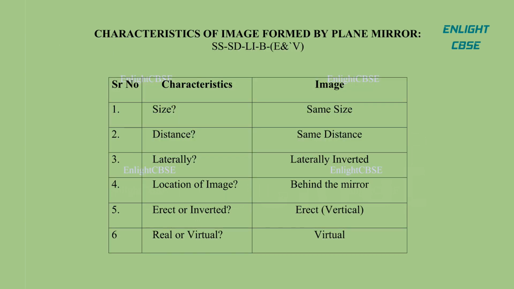What are the characteristics of the image formed by a plane mirror? SS, SD, LI, BE and V. They are same size, same distance, laterally inverted, behind the mirror, erect and virtual.